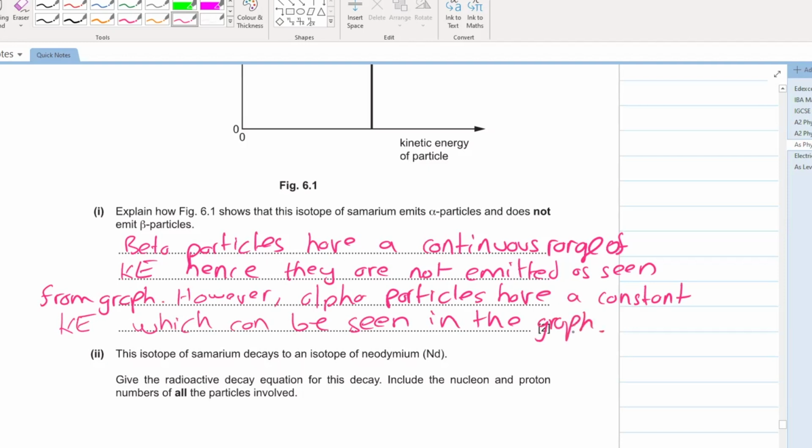Let's move ahead. The isotope Sm decays into an isotope of neodymium. The isotope Sm decays into an isotope of neodymium. Give the radioactive decay equation for this decay. Include the nucleon and proton numbers for all the particles involved.